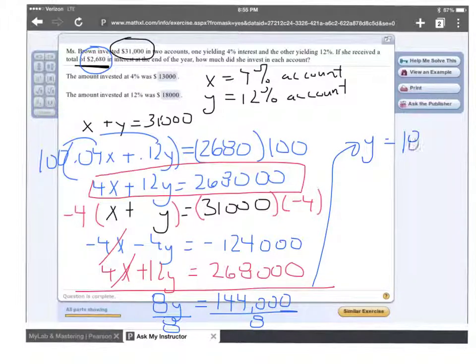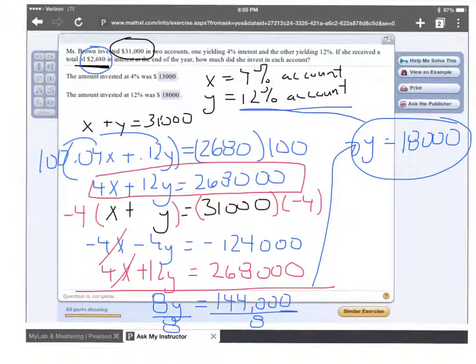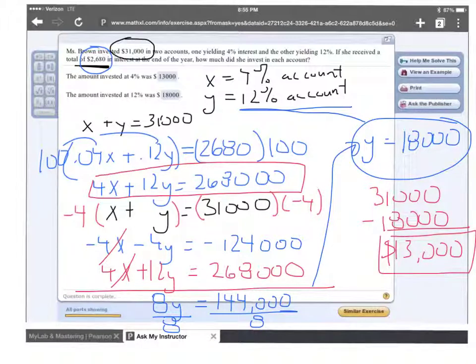So this is $18,000 invested, since I have a y here, in the 12% account. Now to figure out how much I have in the X account, I would take 31,000 minus 18,000, which leaves me with $13,000. And this is the amount invested in the 4% account. So I have $13,000 at 4%, and then from up above I have $18,000 at 12%.